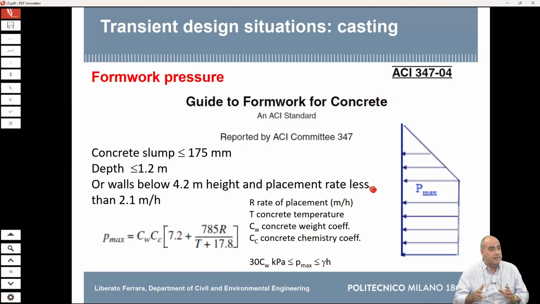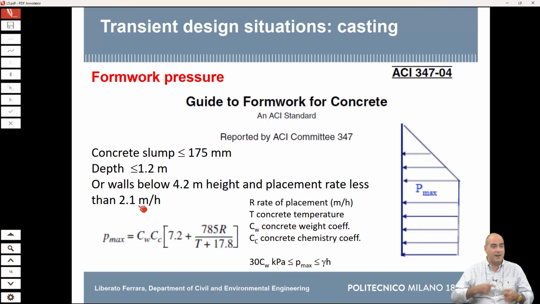So this model works, but as you can see, only for a concrete slump less than 175 millimeters. I don't know the Indian classification, but this could be what in Europe we call class S3. We have 5 classes. S5 is the maximum workable. 175 could be up to class S3, which is workable, but not very fluid. And a depth of casting less than this, or walls below 4.5 meters, and placement rates less than 2.5 meters per hour. So you must go slow in casting and allow the concrete to rest.